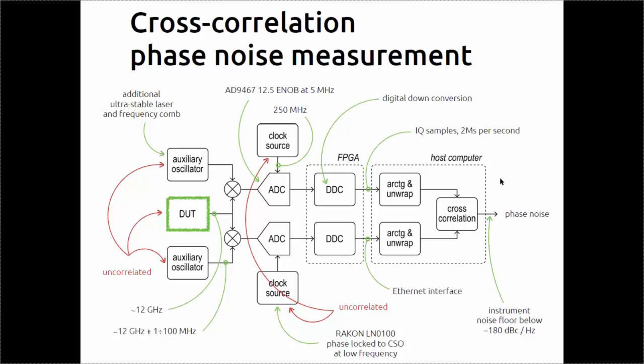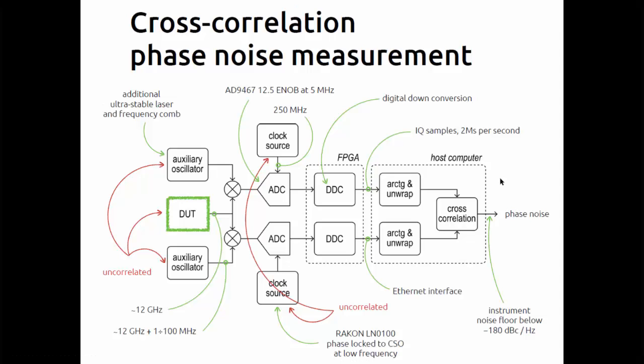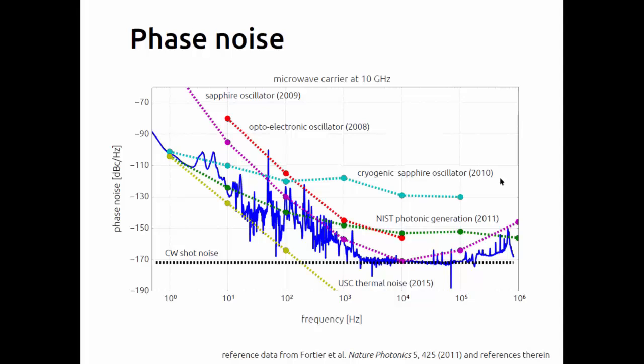We clocked those at 250 megahertz through some very good quartz oscillators. We acquire the signals from the ADCs with an FPGA that performs digital down-conversion of the beat notes to a frequency that's more manageable for data transfer to a computer that performs the cross-correlation. We extract the phase noise, and that's what we get.